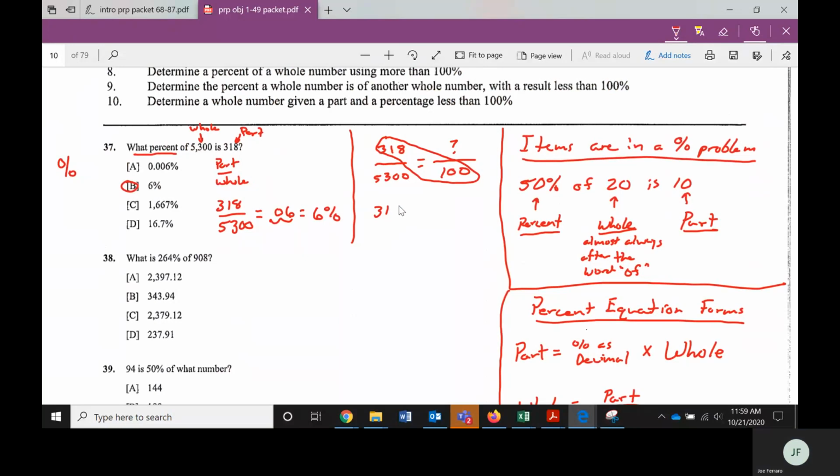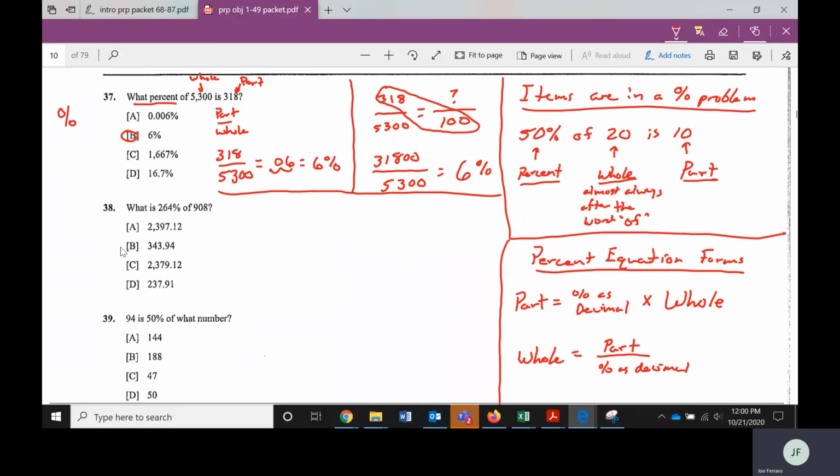So we multiply 318 times 100, and we divide it by 5,300, and you get 6. Now, there's no converting to decimals. Whatever ends up here, which would be the 6, is your percent. So you get the same answer either way, and we'll do another example of that one in a second. Let's do a few problems on this page and then a couple on another page.